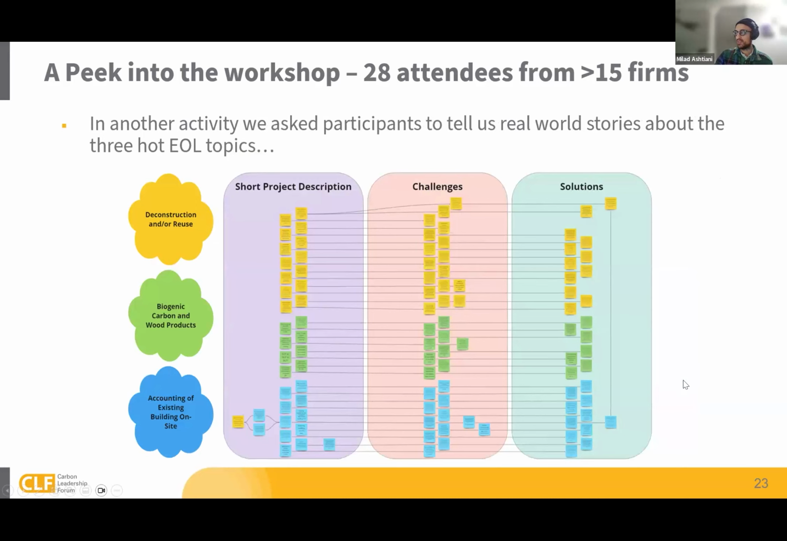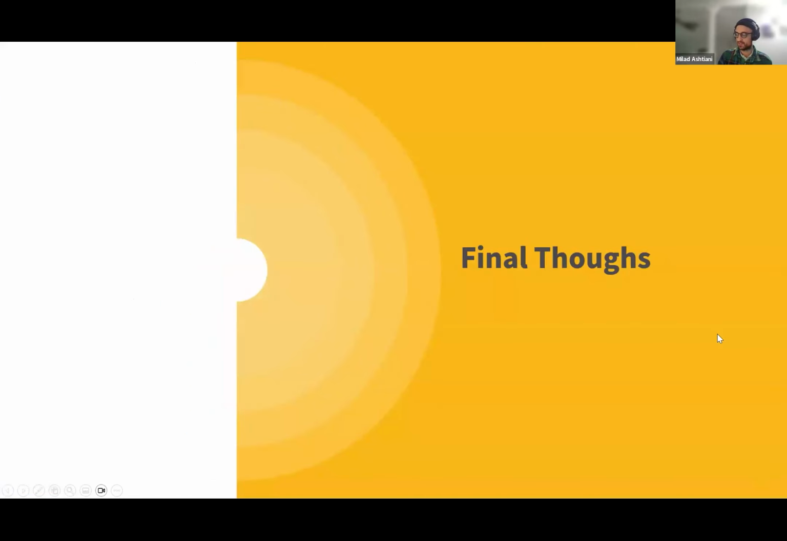And then we talked about three of the hot end-of-life topics that we found from the survey. One was deconstruction and reuse, both practices and data. Biogenic carbon and wood products modeling was brought up a few times, and accounting of existing buildings on site, basically the A5 stage, was also brought up in the survey, and we had some useful discussions about that too. And I'm happy that we have someone here to talk to us about biogenic carbon, CLT, and how end-of-life modeling has effects on that.